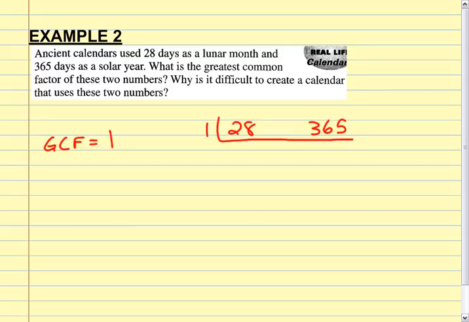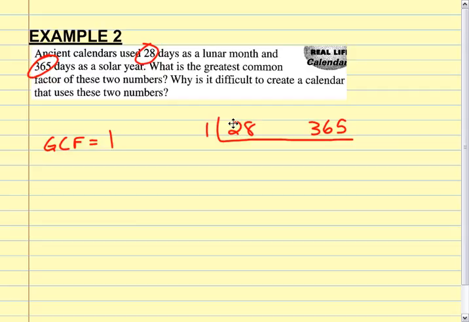Why is it difficult to create a calendar that uses these two numbers? Why is that? Because their biggest factor is 1. We can't divide them both by the same amount, right? There are 52 weeks in the year, but there's also 1 extra day in a year, okay? That's why the 28 and 365, they don't work well together because they don't have a common factor.